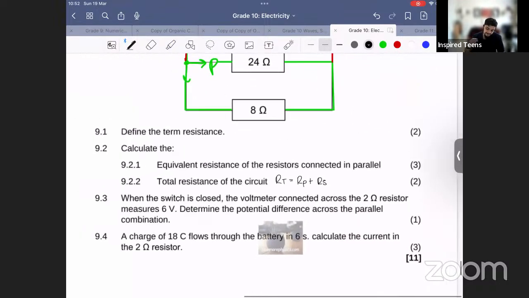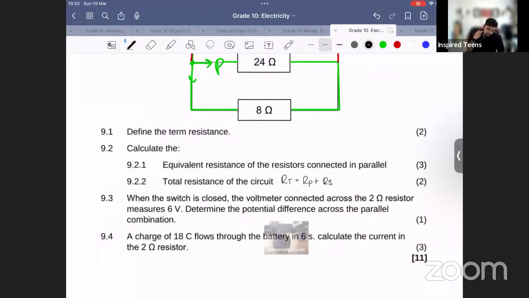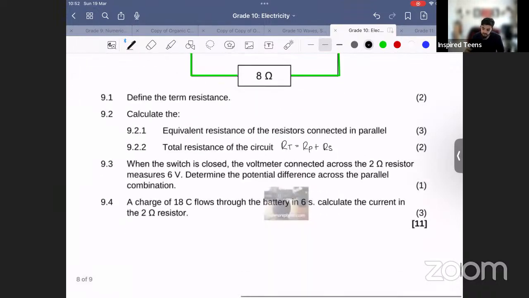Okay, that's it. They didn't ask anything else. Really? Okay, we might need to calculate current for another question.